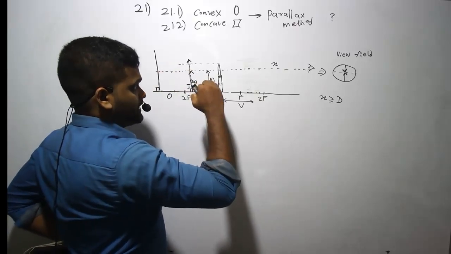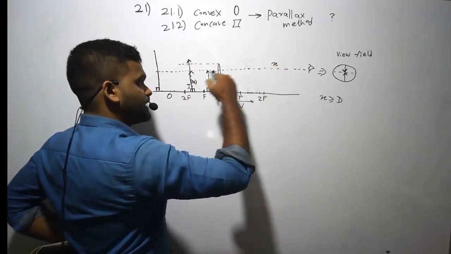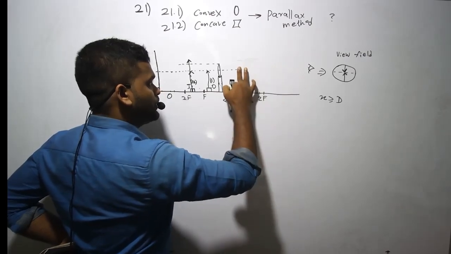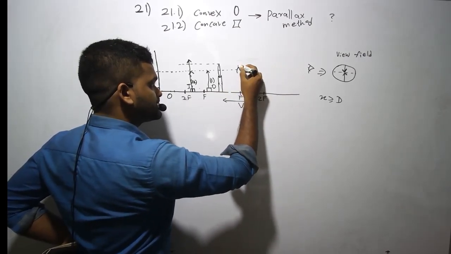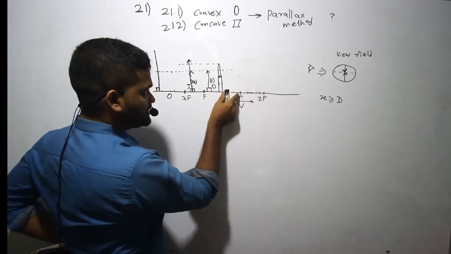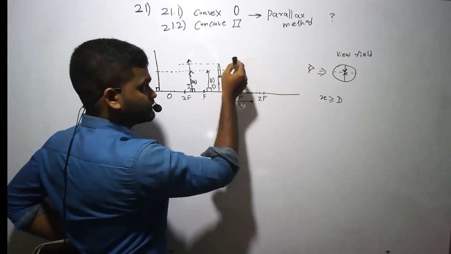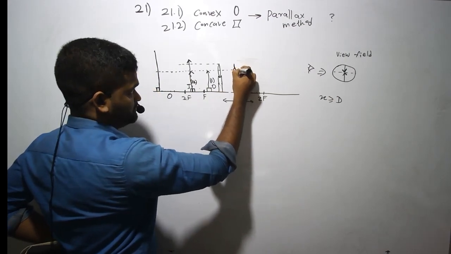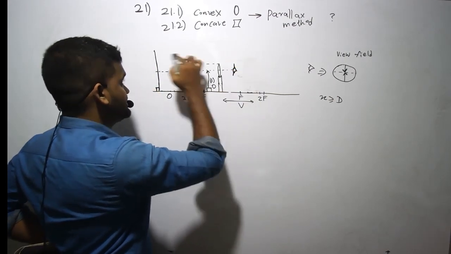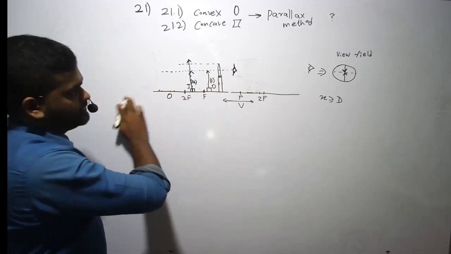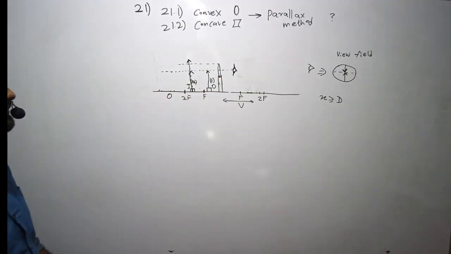So in this experiment, I mean in this part, you have to place the eye very close to the lens. Actually, it should be in this region between lens and the focal length. You have to place the eye here, right? You have to place the eye here, right?